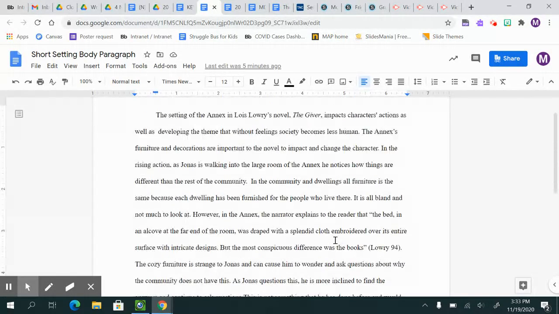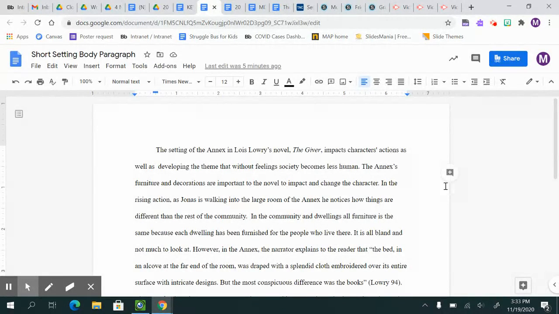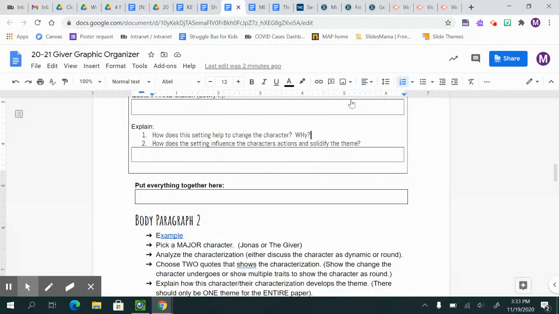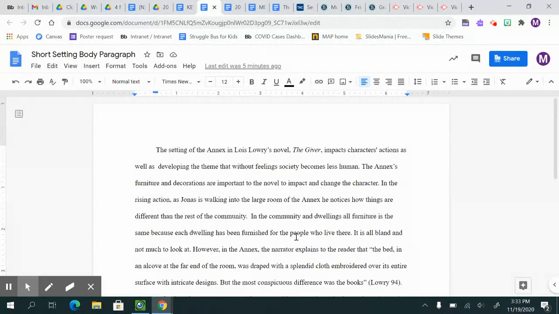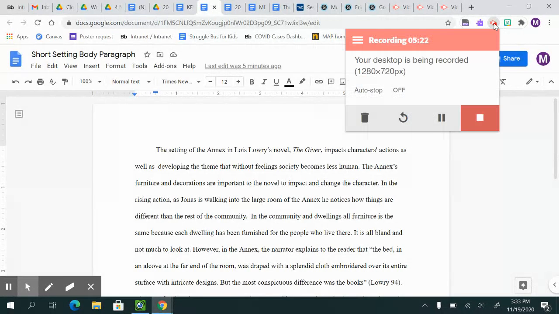And that's what you're going to want to basically put for your setting paragraph. Remember, the biggest thing that you want to look at is how to answer these questions. And my example is almost an entire page, which means that yours should almost be an entire page. If you have questions, make sure that you reach out and ask your teacher.